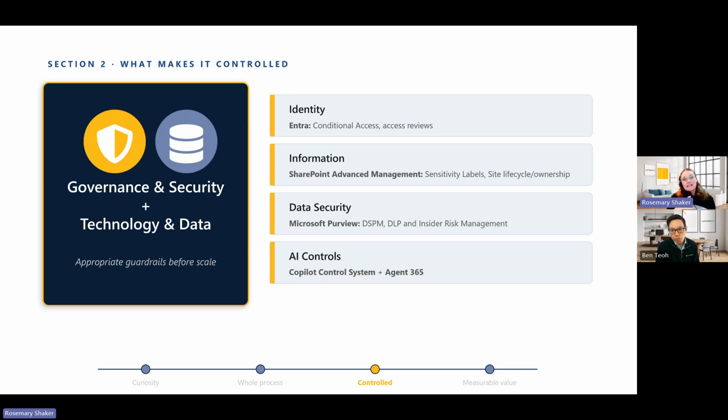Previously we were looking at all of those and trying to set them up individually and how they apply to AI. Microsoft have now brought those AI controls together in one place for us with our Copilot control system. And more recently, released last month, was Agent 365, which looks at controlling and giving us visibility of our agent space overall.